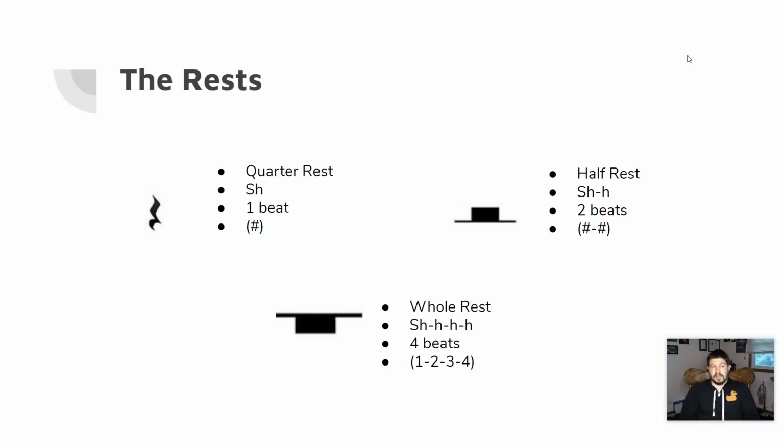Once again, that counting pattern is going to depend on where in the measure it shows up. So go ahead and hit the pause button right now and review those different rests. All right, thank you for taking a moment to review those different rests, ladies and gentlemen.